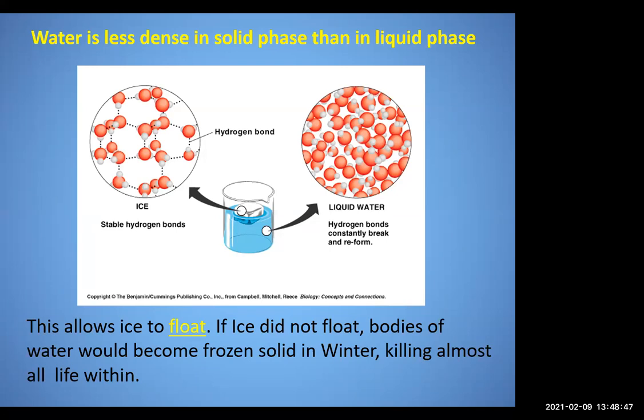Bodies of water would become frozen solid in winter, killing almost all life within. That's right. I wonder where you got that information. Yeah, exactly. So life on this planet actually depends on the fact that water is less dense in its frozen state than in its liquid state. So that's kind of cool.